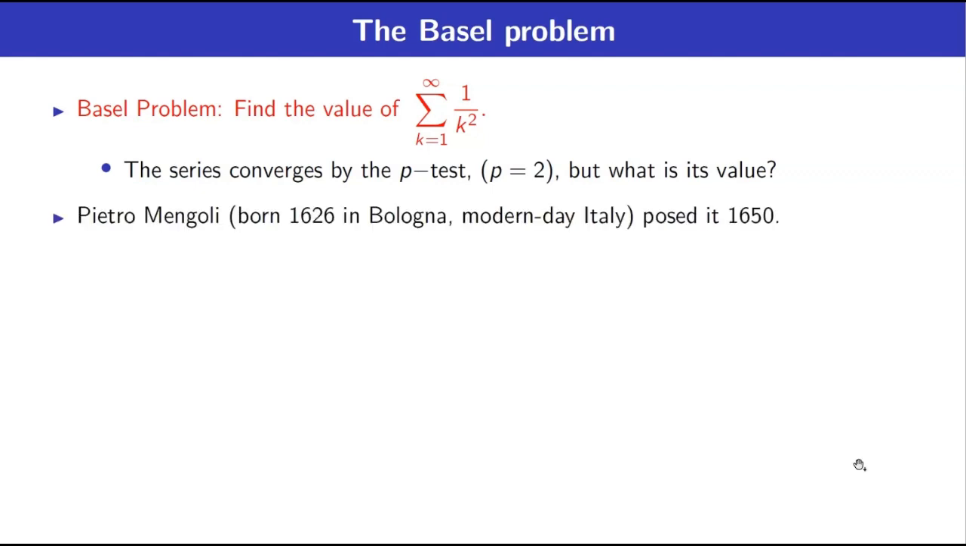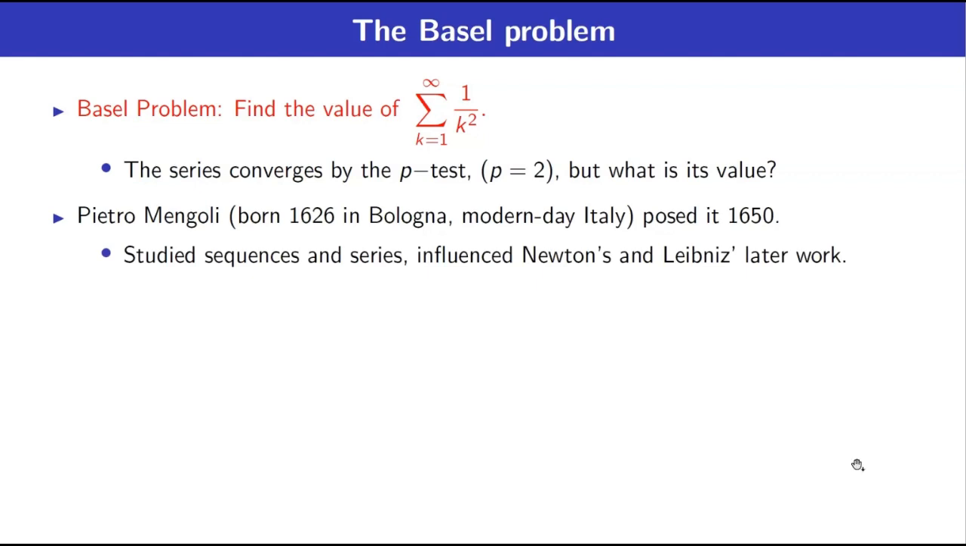This was first asked by Pietro Mengoli, who was an Italian mathematician born in 1626 in Bologna, in what is now Italy. Mengoli studied sequences and series, and did work on areas in the plane that influenced both Newton's and Leibniz's development of calculus a few decades later. Interestingly, he posed this question before calculus was systematically developed. Every solution to the Basel problem requires a significant amount of calculus-based math, so it's no surprise that he wasn't able to answer it himself.